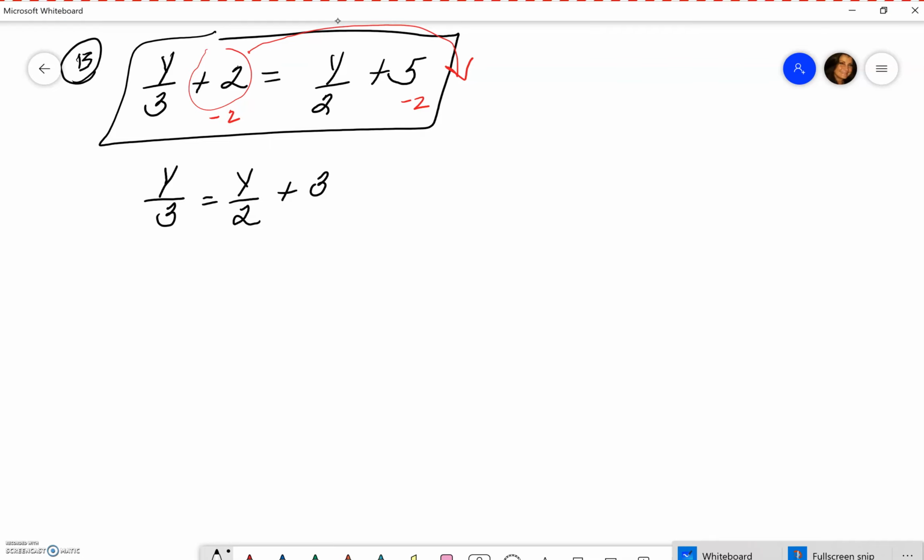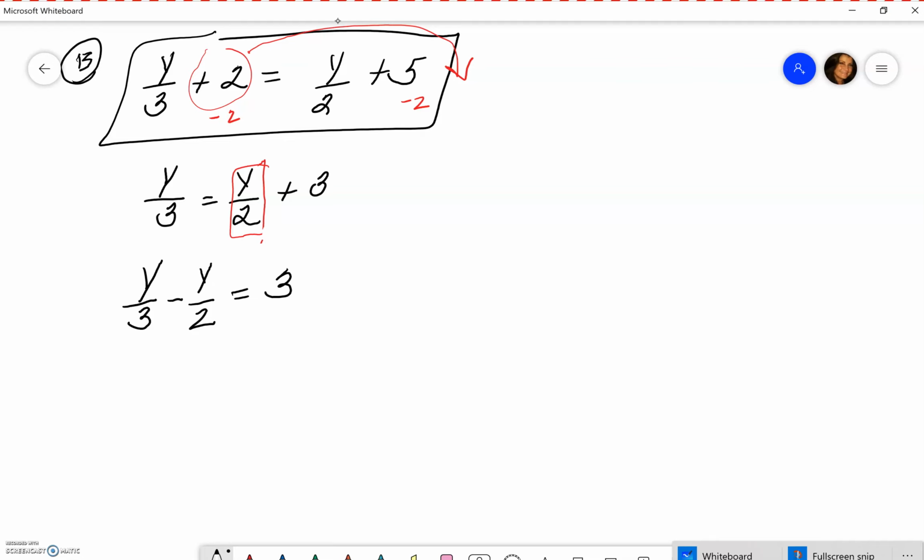All right, now that we have that simplified, we need to make sure that we get the y's on one side of the equation. So this one, I'm going to go ahead and subtract it out so that it zeroes out. Let me rewrite it. So we have y over 3 minus the y over 2, because again, we're subtracting it out from this side to get it to zero out, equals 3.